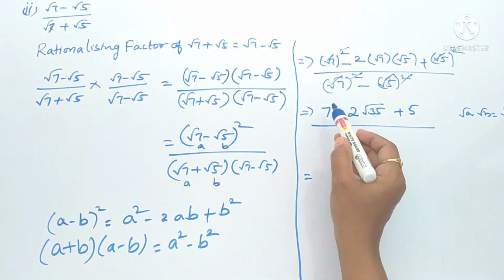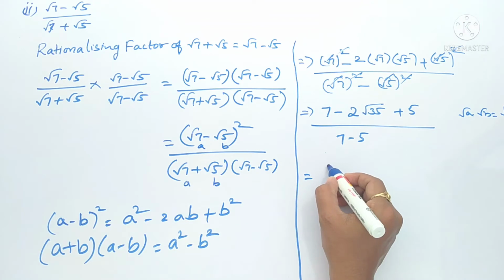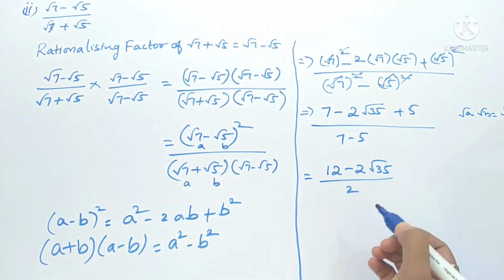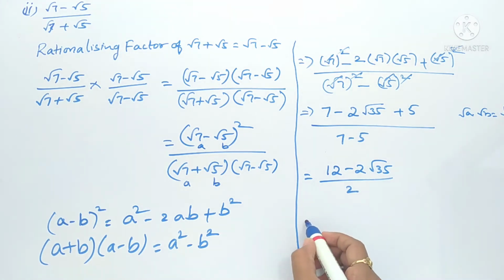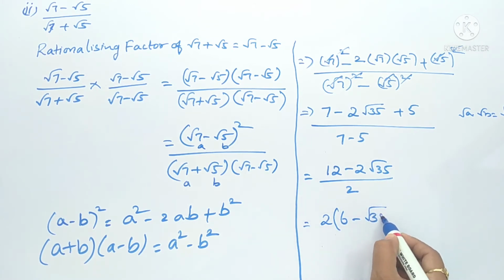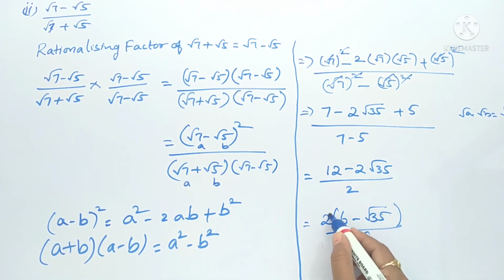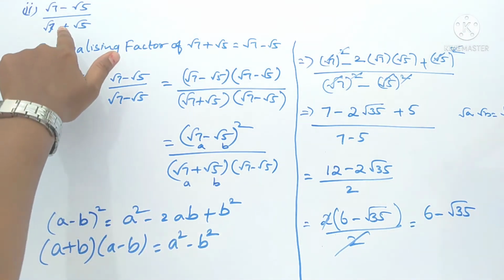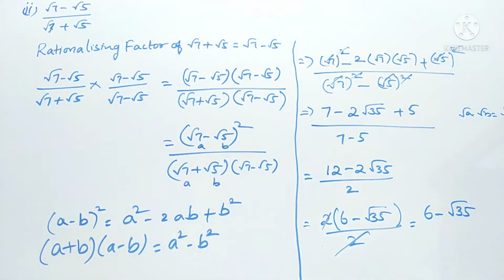So 7 plus 5, first addition we have to do. 7 plus 5, 12, minus 2√35, by 2. So here also we can take 2 common, right? 2 into 6 and 2 into √35, no need of writing 1. So by 2, this 2 and 2 will get cancelled. So here the answer is 6 minus √35. Okay, so after rationalizing (√7 − √5) by (√7 + √5), we got 6 minus √35.